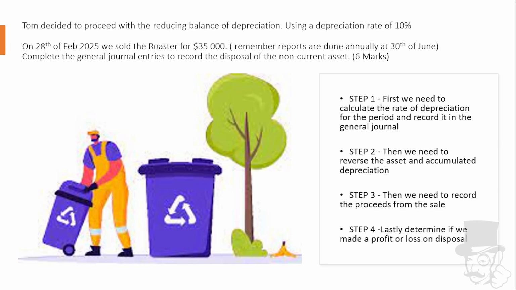So here's the details, and these are the steps we need to do. Step 1. First we need to calculate the rate of depreciation for the period and record it in the general journal. Followed by step 2. Reversing the asset and the accumulated depreciation on our balance sheet. Next, we need to record the proceeds of sale, and lastly determine if we make a profit or loss on the disposal of the asset.